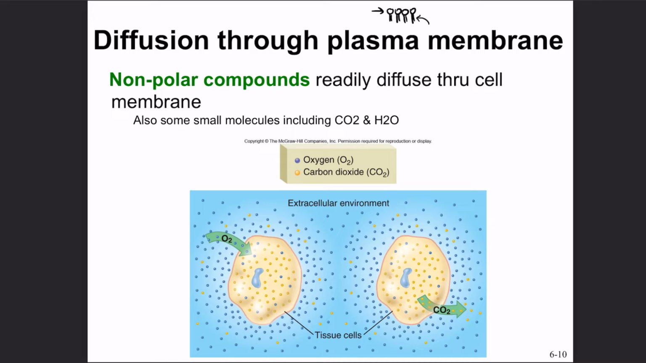Non-polar compounds can move through the cell membrane freely because of this phospholipid bilayer. So this includes carbon dioxide and water. And so what we see is that oxygen is going to move from an area of high concentration, like in this extracellular environment, to an area of lower concentration, as you can see by these blue molecules. Similarly, carbon dioxide is going to move from a place of high concentration within these cells to an area of lower concentration. This is literally what happens whenever we oxygenate our tissues.